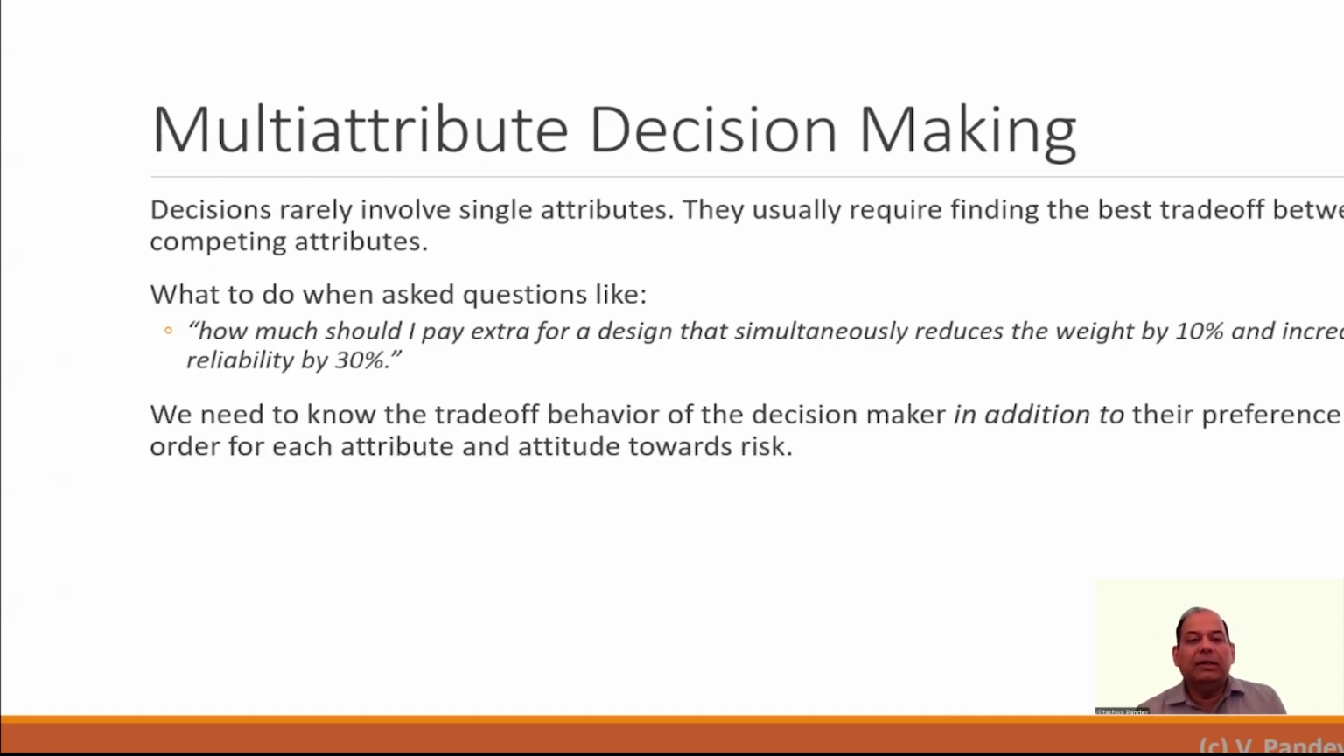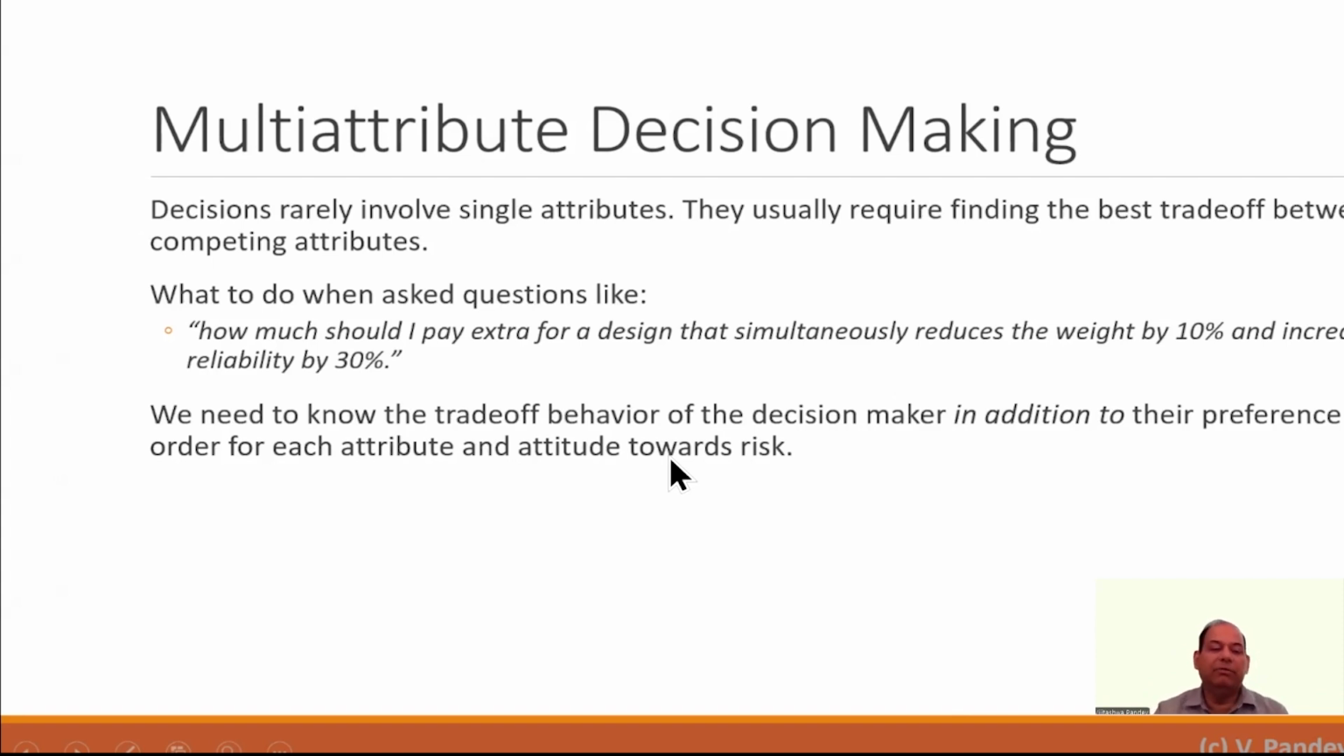And once we think like that, we start wondering, we have a lot of things that we need to add to our basic model we had in the last lecture on single attribute decision making. We need to know the trade-off behavior of the decision maker, in addition to their preference order for each attribute, in addition to their attitude toward risk, right? So risk is not just over one attribute. Now you have risk attitudes generally over multiple attributes. You need to know how much of one compensates for the other. So the problem got really difficult very quickly, but nothing really to worry about because we have the framework.